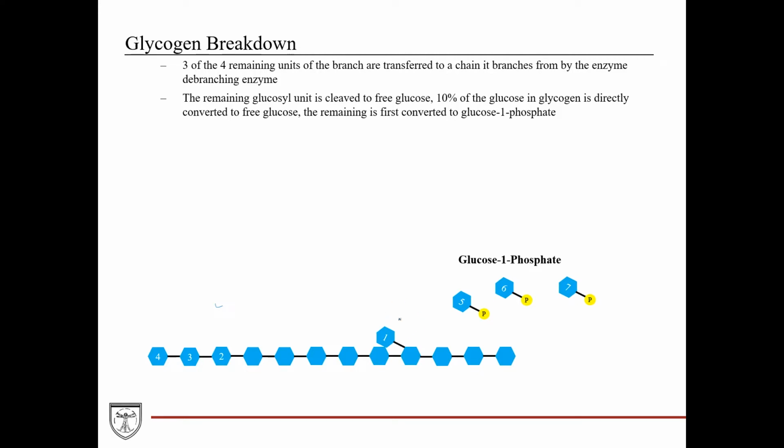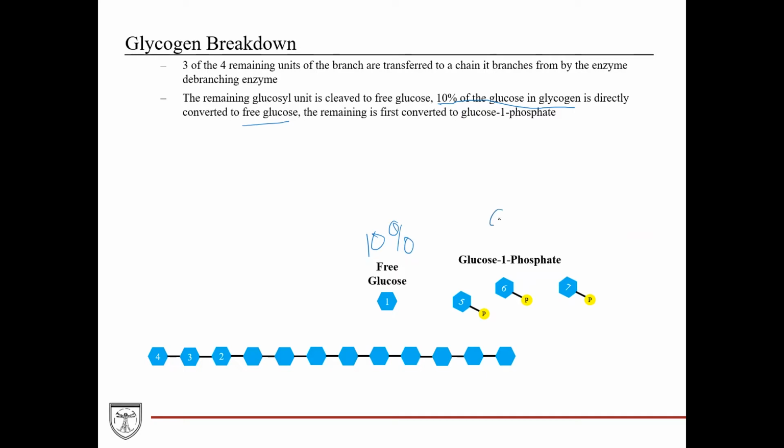And then this remaining glucosyl unit is actually cleaved to free glucose. And so this can just go right into glycolysis if you're in the muscle. If you're in the liver, it can then just be exported out to be used by peripheral tissues. And one thing to note here is that 10% of the glucose in glycogen is directly converted to this free glucose. So this is about 10%.